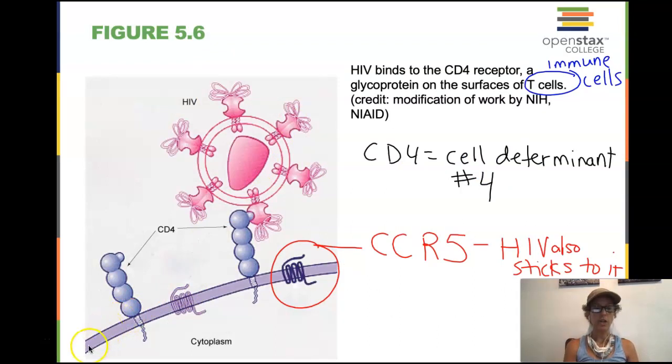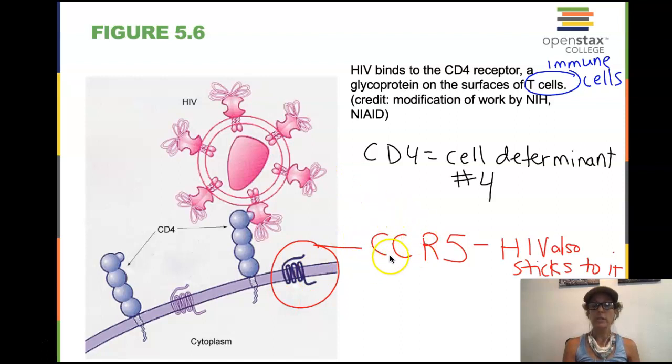This is an image of a cell membrane. Since we're looking at HIV binding to a CD4 receptor on T cells, this is a human cell. T cells are white blood cells, immune cells, and CD4 is cell determinant number 4. When researchers were studying the things on top of the cells, that was the 4th one they came across. And it is a protein. It does go across the cell membrane of the T cells.